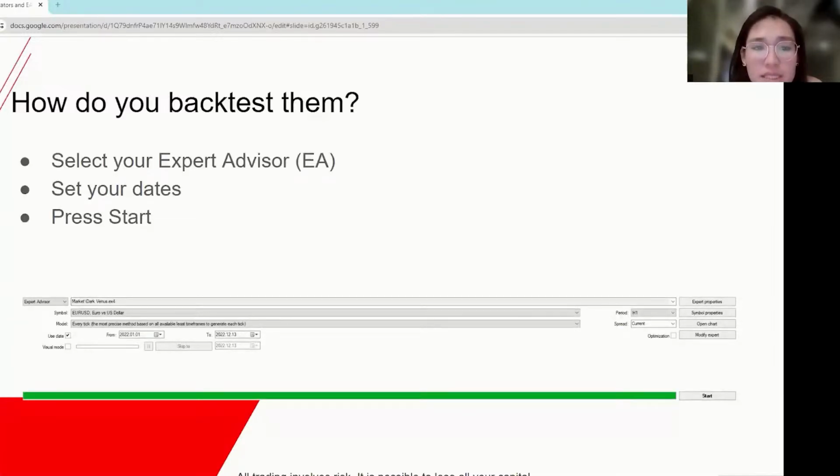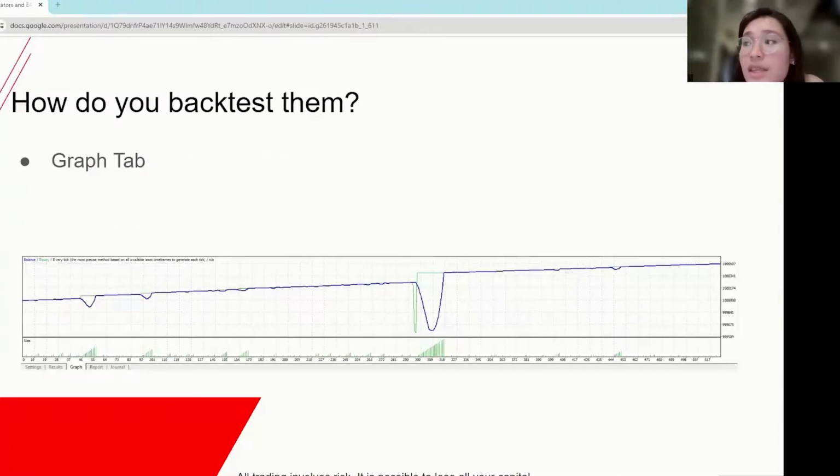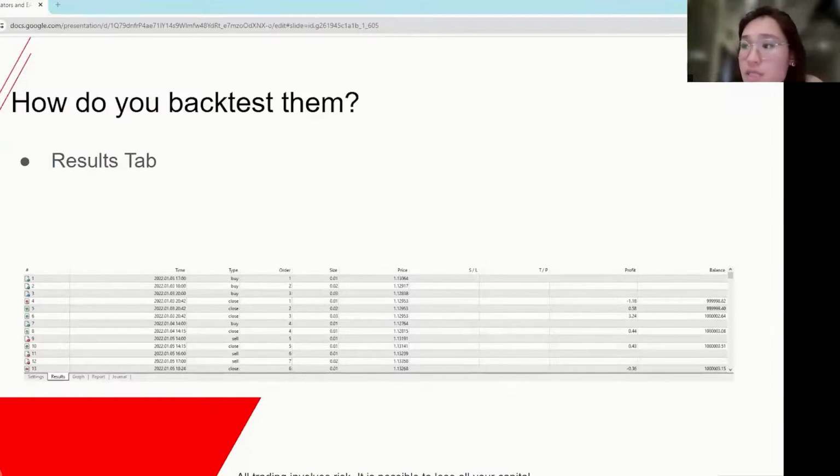So basically these are the steps. Select your EA, set your dates, and press Start. Okay, and then this is the Graph tab, what it basically shows you. And if you want to look at your results, that's just basically the Results tab. So it'll tell you the number of orders that you've put in, the lot sizes, and the profits or losses that you've made.